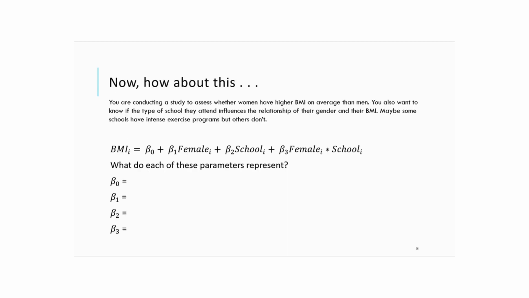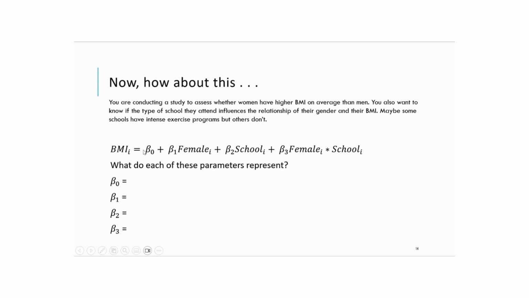Okay, let's move to the next. We have a more complex example with more individual level predictors and also with an interaction term. You're looking at your BMI, but now there's whether you're male or female, what type of school you go to, and whether the particular school you go to interacts with whether you're female to give you an effect.